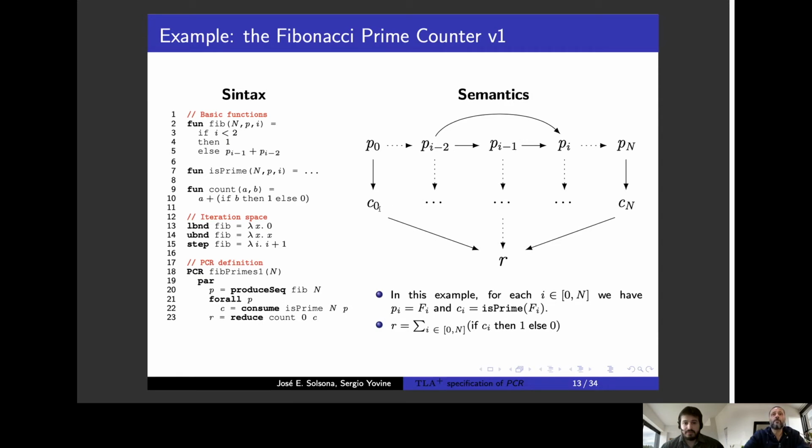The computations of all these C values are completely independent of one another, so they can be executed in any order, and then at the end the reducer computes R, and to compute R it depends on all values. The reducer can perform intermediate computations and at the end output the final output, which is the number of Fibonacci primes in this interval.